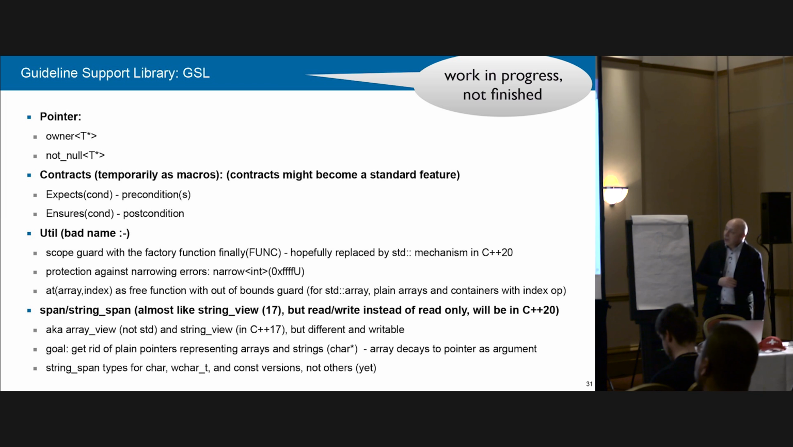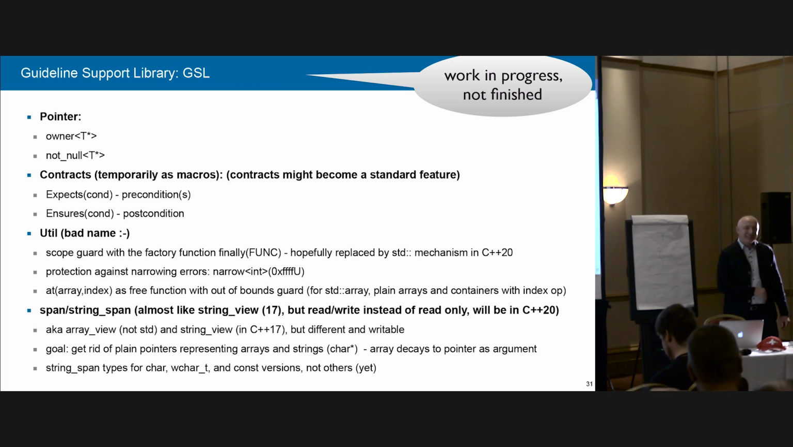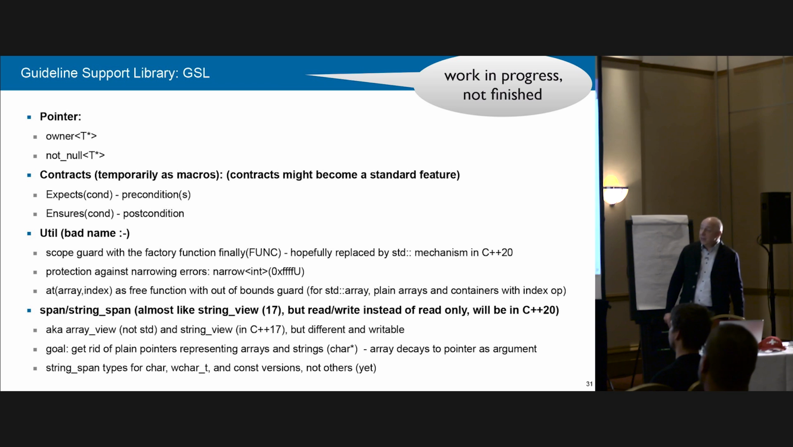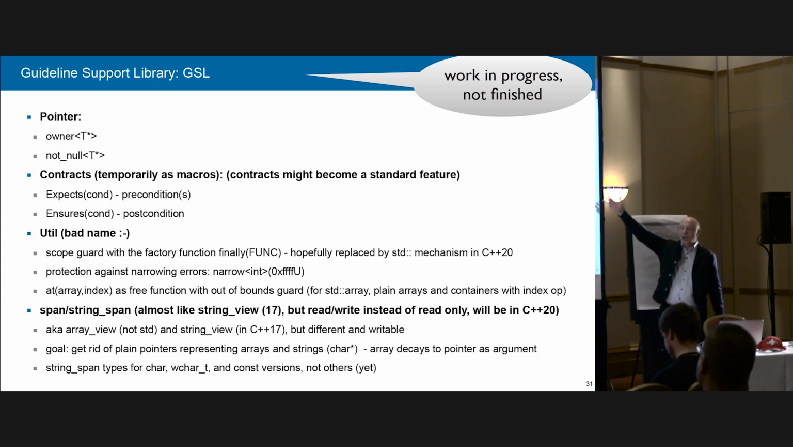There's one header called util. Whenever you call something util, it means, oh, I haven't figured out what a good name for it is. So util, tool, and generic names are very, very bad names. And we have scope guards in there by the name of finally. And I still hope to get something for C++20 out of the door. There's protection against narrowing errors with narrow.